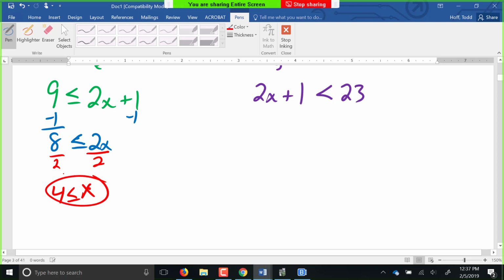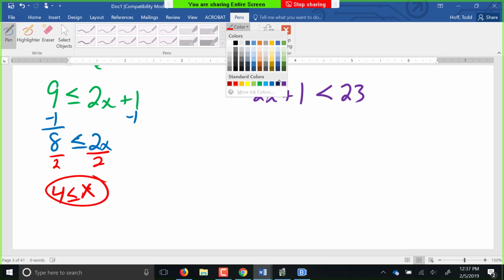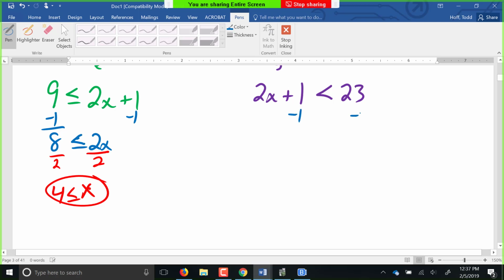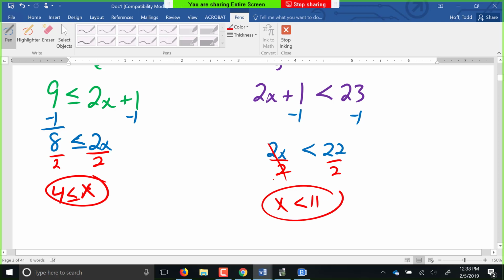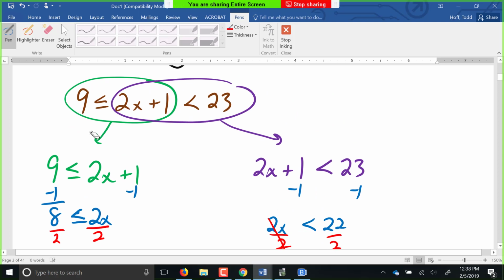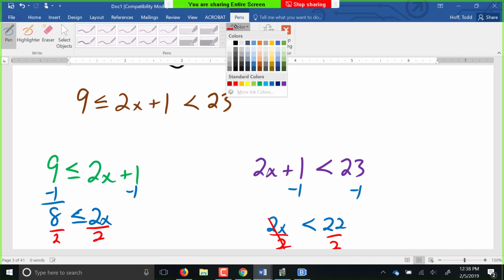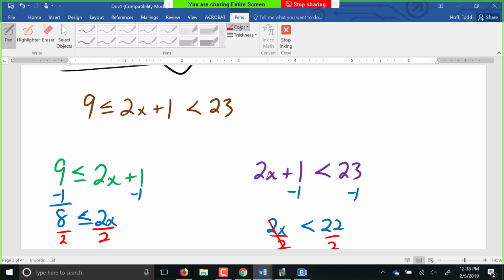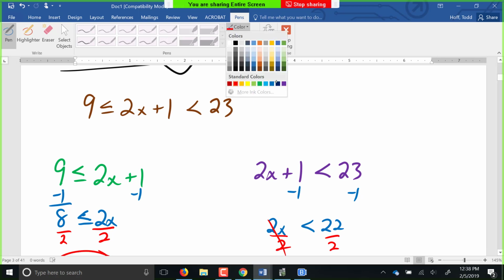So in the left one, it's 4 is less than x. On the right side, again, same step. Subtract 1 from each side and divide by 2. So x is less than 11. And the reason that's so convenient is going back up to this original problem, knowing that those steps are going to be the same allows us to solve both of them at once.